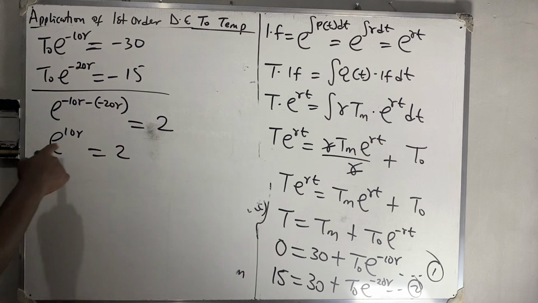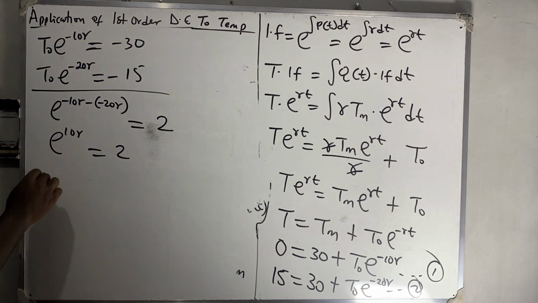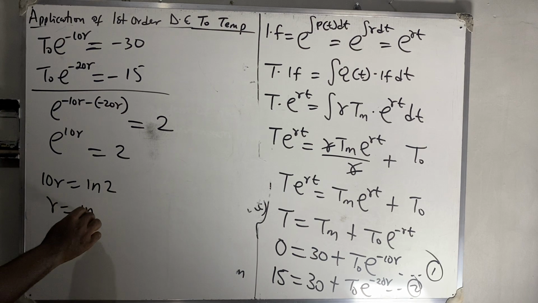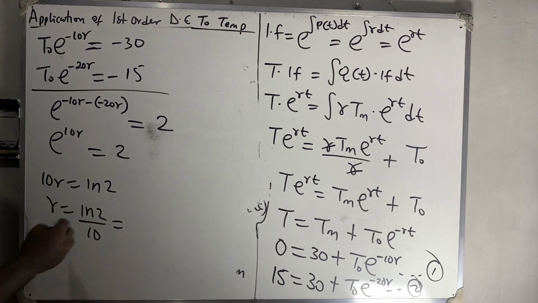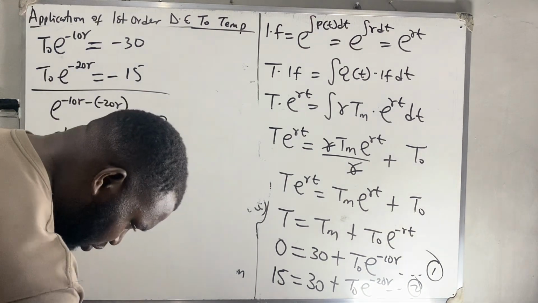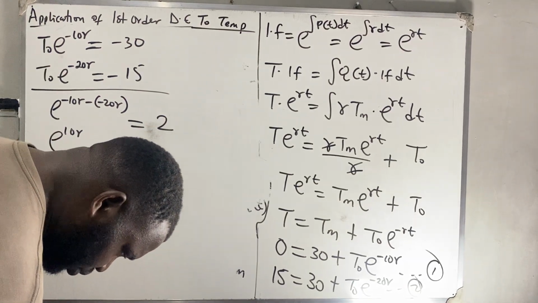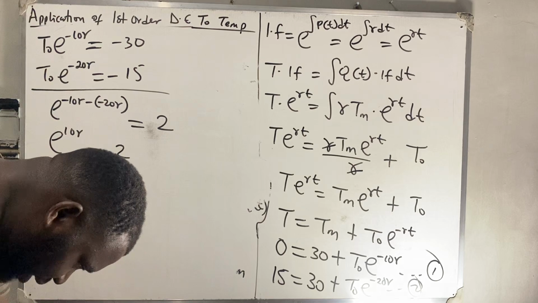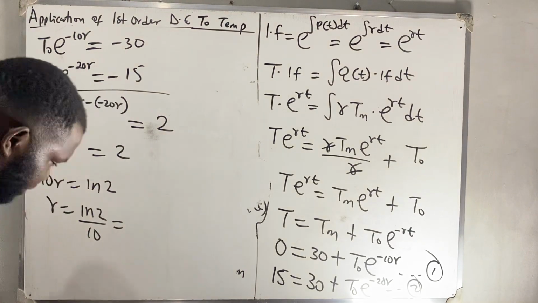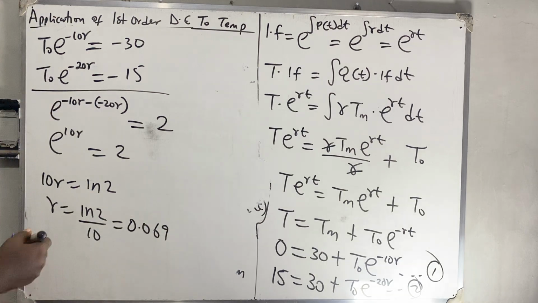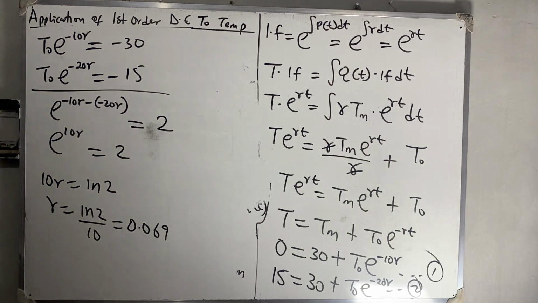So therefore my rate will now be: exponential moves here to become ln. So 10R will now be ln 2. So my R will now be ln 2 divided by 10. If you use your calculator to do that, you're going to have that R will now be equal to 0.069.